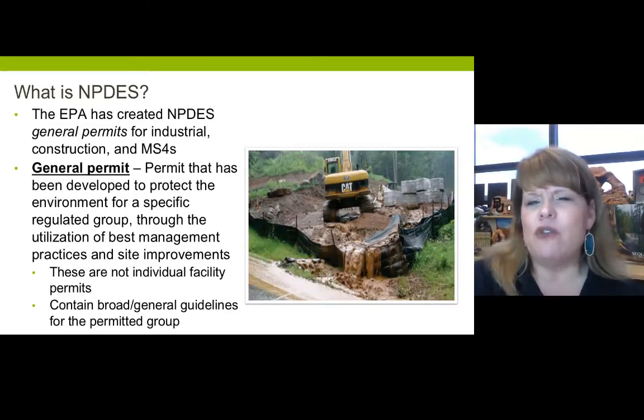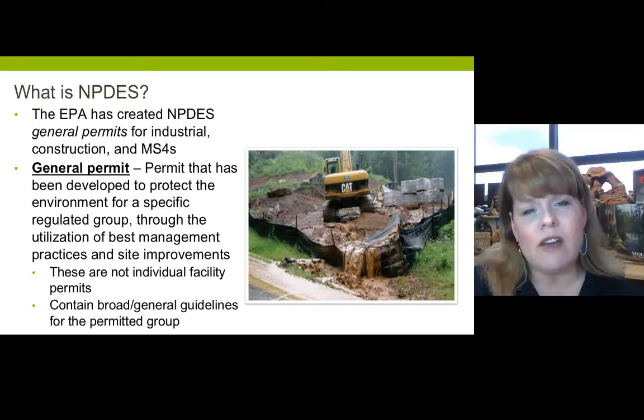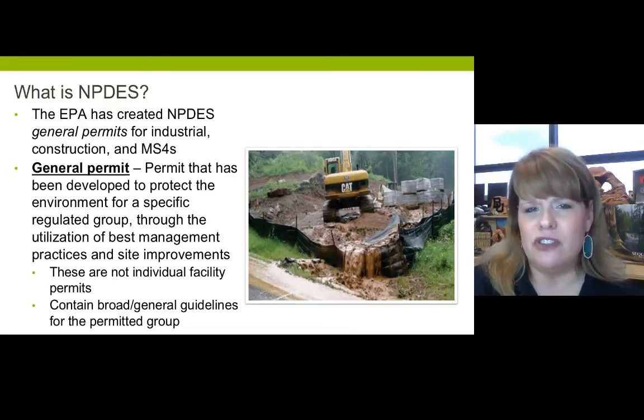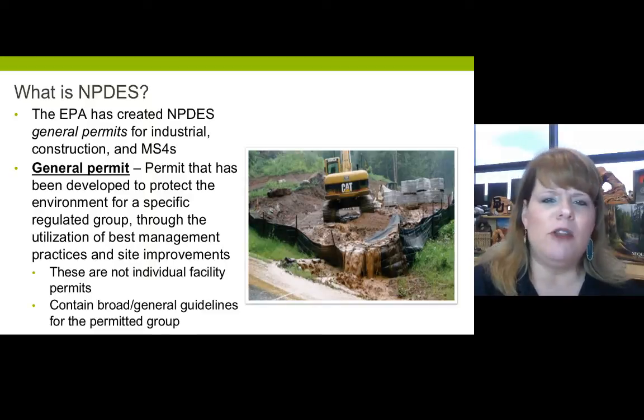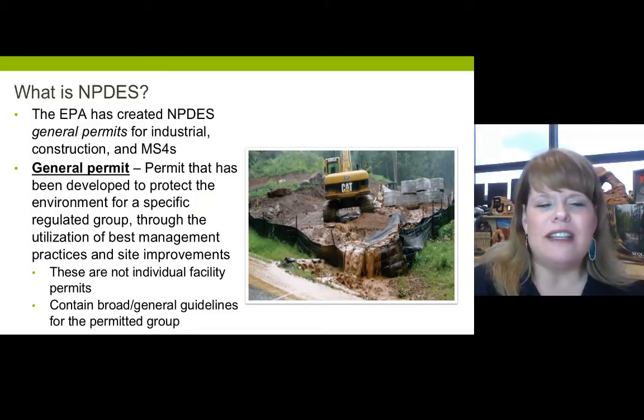So that's why these 3 programs have been developed by EPA. The EPA has created NPDES, and it's created it in the form of general permits. Now, there is such a thing as an individual permit for a site, not the way somebody wants to go, but general permits for industrial, construction, and MS4s. MS4 again meaning Municipal Separate Storm Sewer System: 4 S's, S4. Keep that in mind, 4 S's, that's where the S4 is.